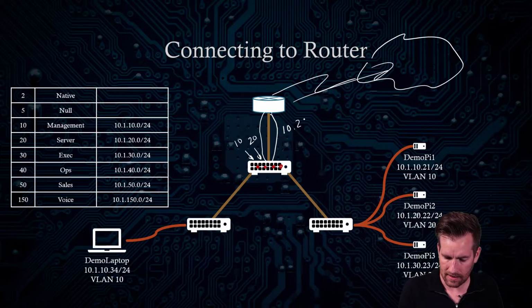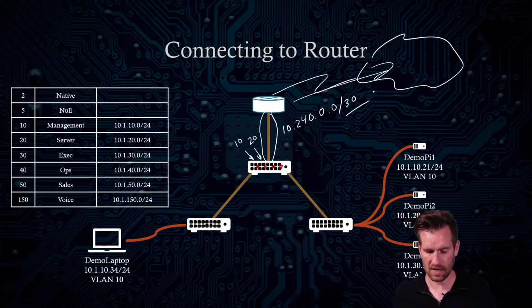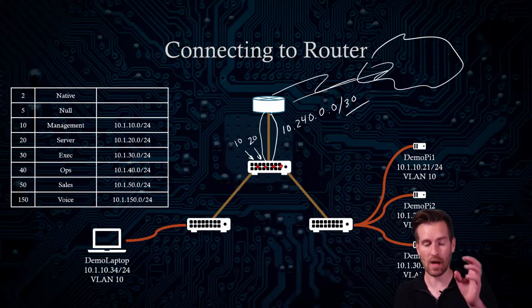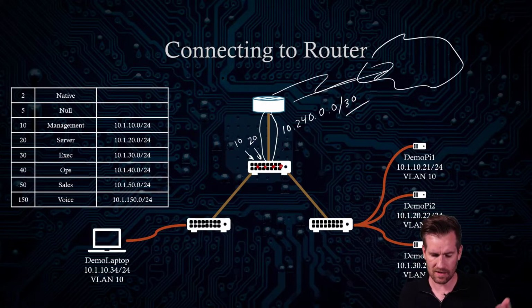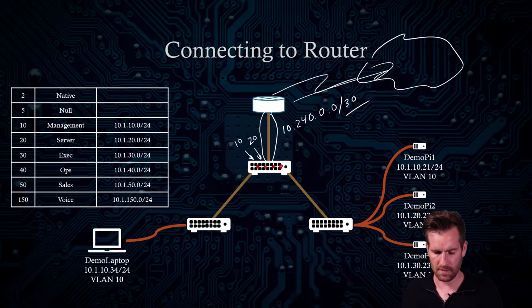So I've got 10.240.0.0/30. And I chose a really small network because we just have two interfaces, the router interface and the layer 3 switch interface. So just two interfaces. So I'm just going to do a /30 on here. And that should be good for the purpose of this.